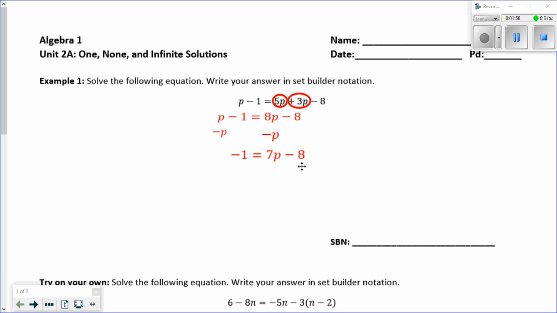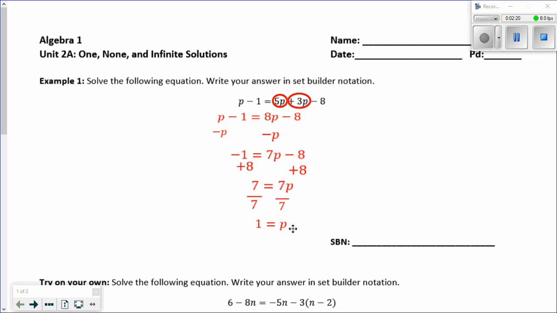First by undoing the subtraction, because that's what SADMEP makes us do. And I'm going to add 8 to both sides. These 8's will cancel out. This will combine to be 7 equals 7p. Now I can get rid of the 7 with the p by dividing by 7. So I get 1 equals p, or p equals 1, however you want to write it.